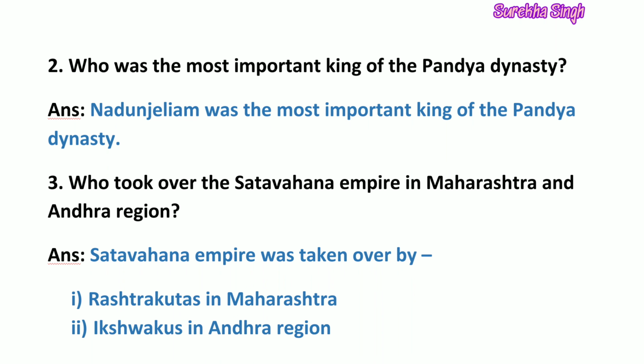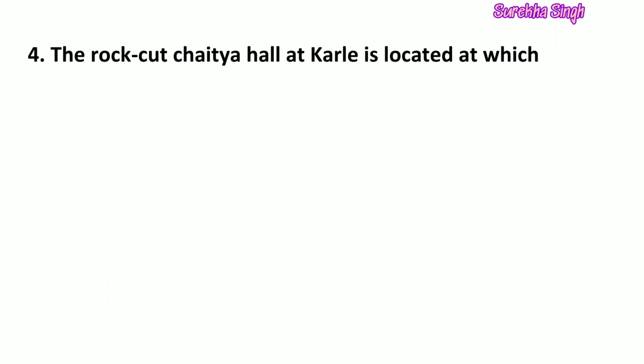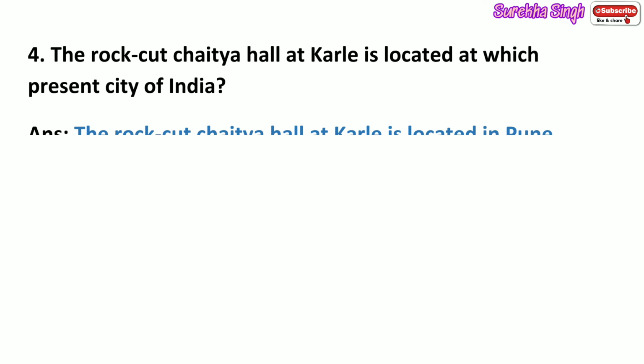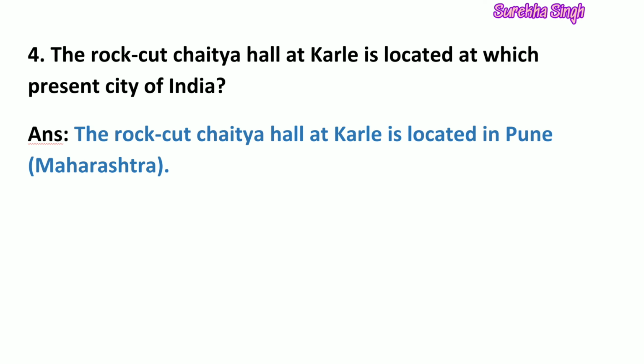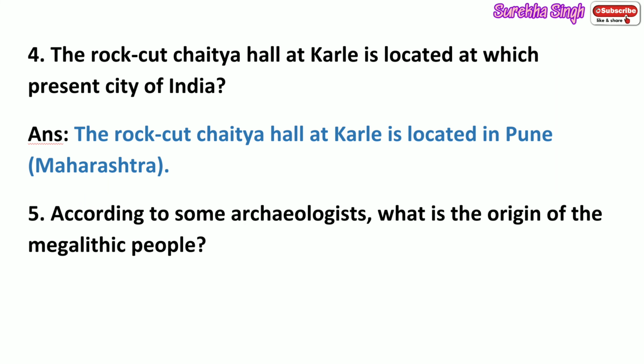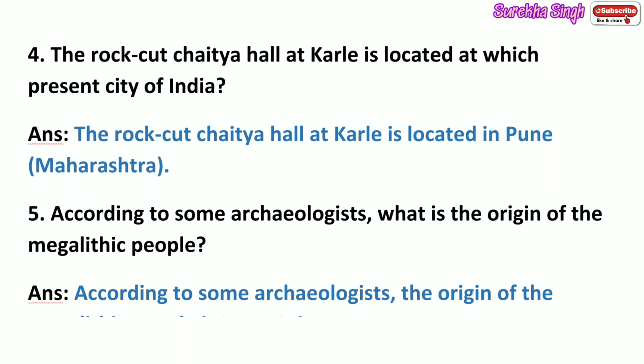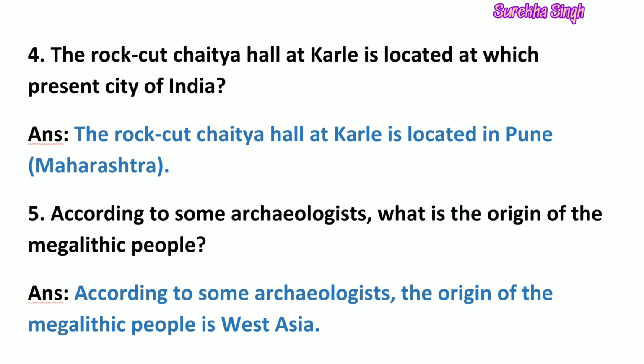3. Who took over the Satvahana Empire in Maharashtra and Andhra region? The Rashtrakutas in Maharashtra and the Ikshvakus in Andhra region took over the Satvahana Empire. 4. The rock-cut Chaitya Hall at Kali is located at which present city of India? The rock-cut Chaitya Hall at Kali is located at Pune in Maharashtra. 5. According to some archaeologists, what is the origin of the megalithic people? According to some archaeologists, the origin of the megalithic people is West Asia.